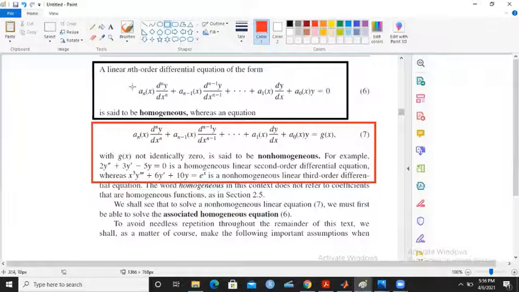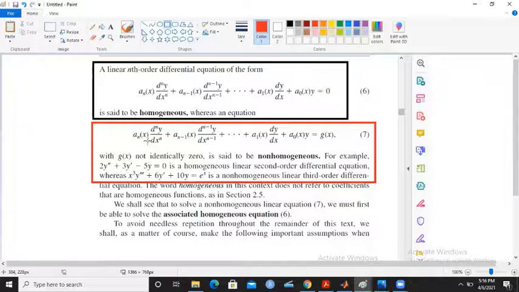Okay, and these coefficients are just the functions of x, and we have got on the right hand side a 0, and on the left hand side we have either y or y's derivatives. Okay, so such a differential equation is called a homogeneous differential equation.